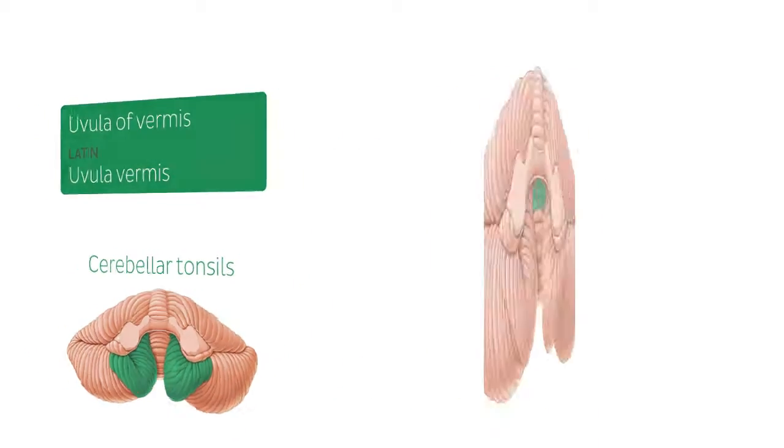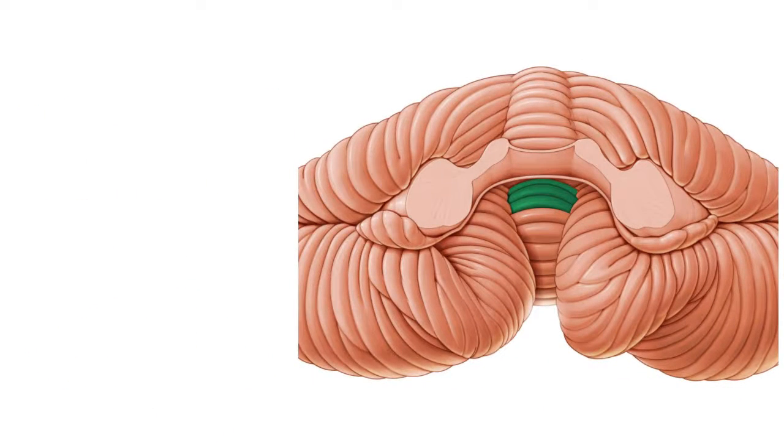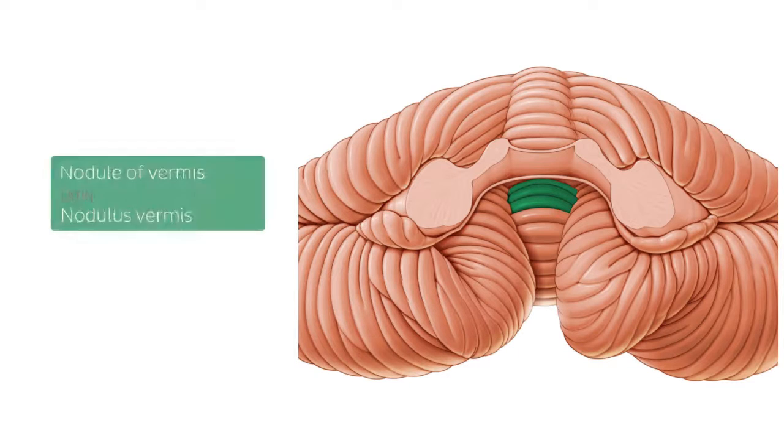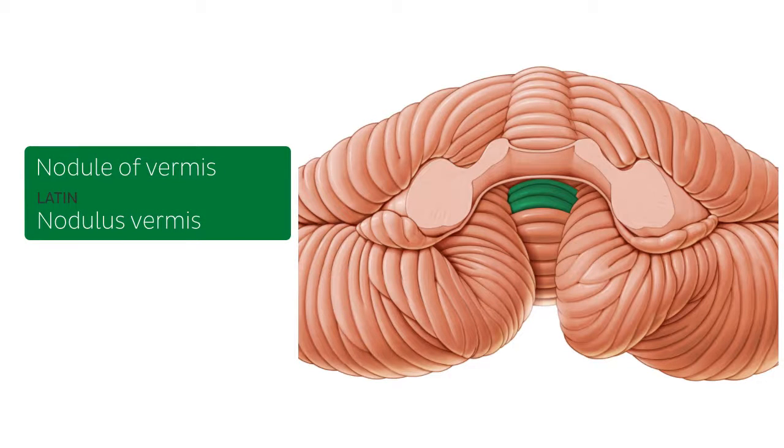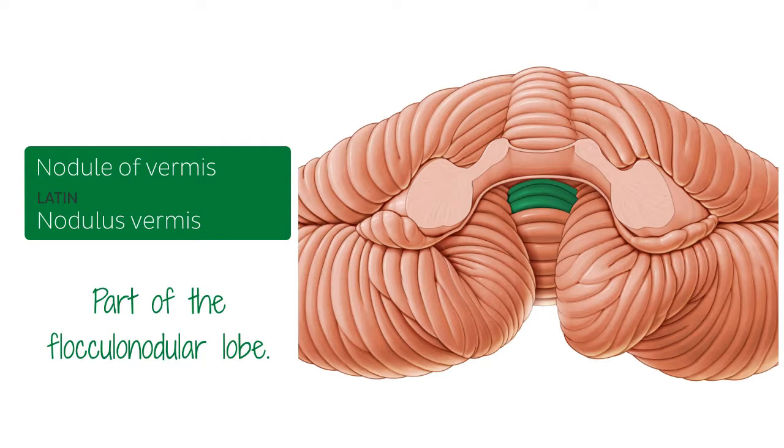We're moving on and talking about this structure that you see now highlighted here. This is known as the nodule of the vermis. Now, this is the final lobule that we're going to be talking about here in this tutorial, and it is part of the flocculonodular lobe, if you remember from previous slides when we talked about it.